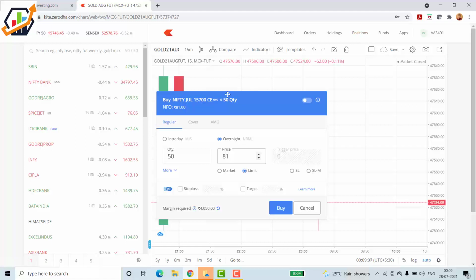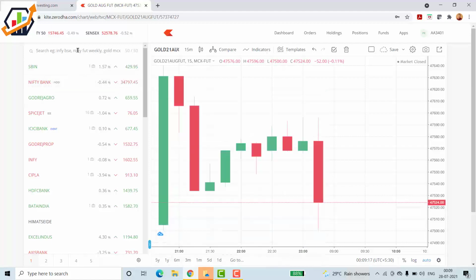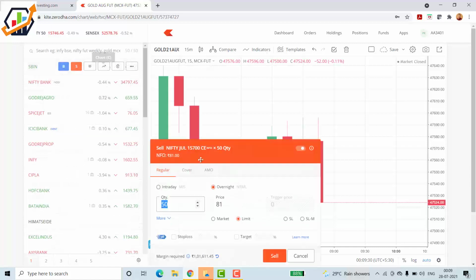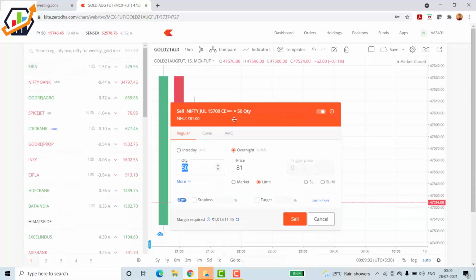Similarly, if you have got a bearish view on Nifty, you can actually sell the Nifty calls first, right? So this is a short trade. If you have a bearish view, then you can go to the same 15700 CE of Nifty, and instead of buying first, since your view is bearish, you sell first. The moment you say sell, this window will open. Now the margin required, can you see, is around 1,01,000. For selling the call, you require huge margin, which in this case is 1,01,611.